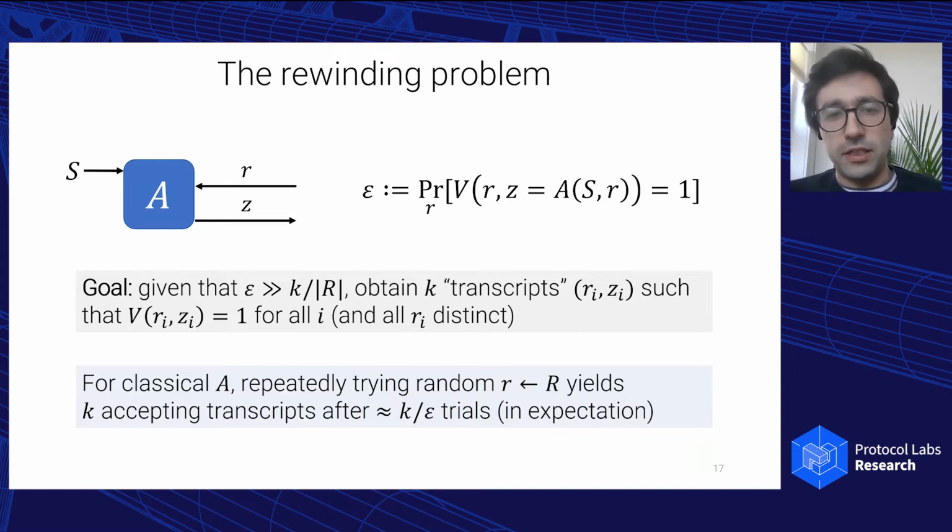So classically, this is easy. It's not even a problem that you would think about, because you just take your algorithm A and your state S, and you plug in random R over and over again until you find k different accepting transcripts. Because the probability is large enough, you're going to find them after roughly k over epsilon trials.